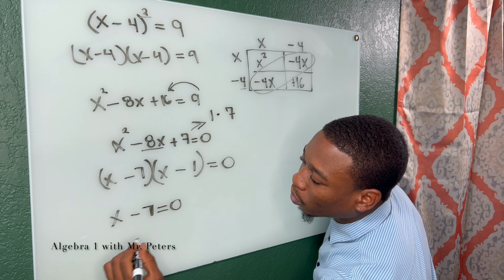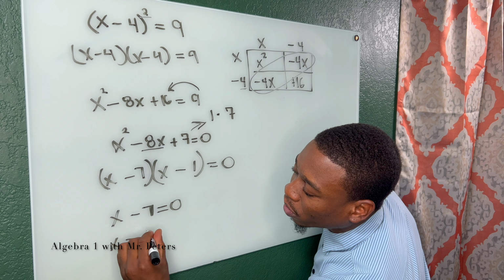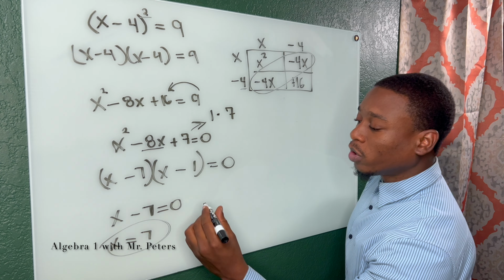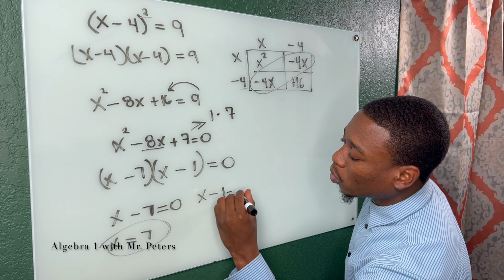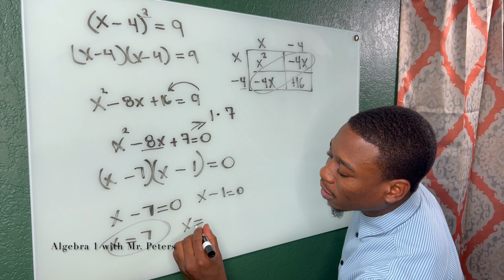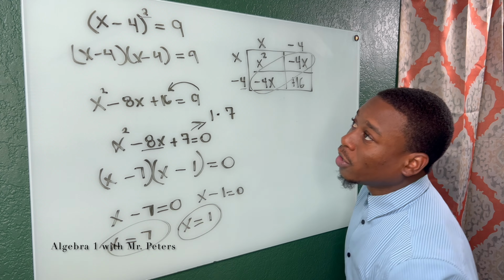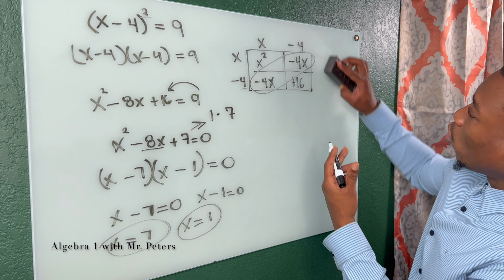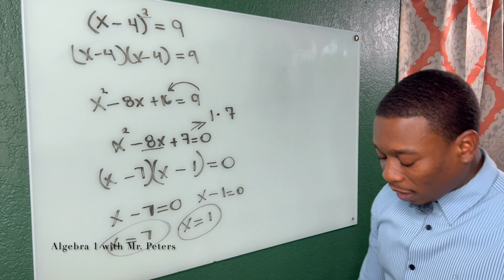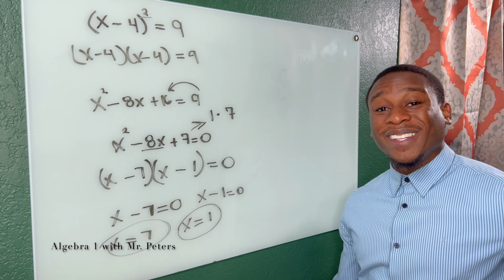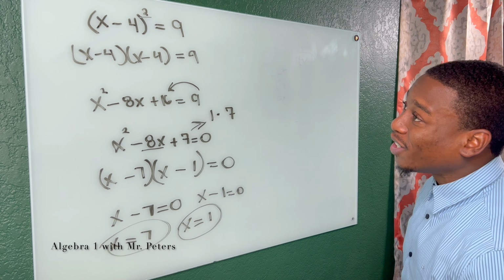X minus 7 is equal to 0, so we know x is equal to 7. And then we go to the second one, x minus 1 is equal to 0, and we say that x is equal to 1. So at this step now, let's go up here and erase the box method, and let's double check to see if this answer actually satisfies the equation.